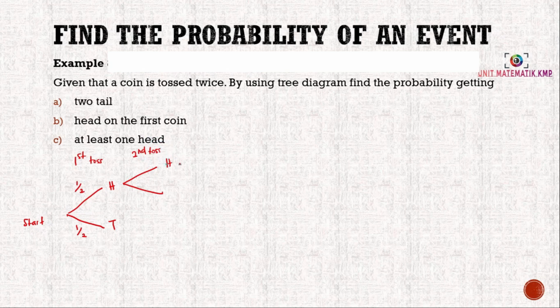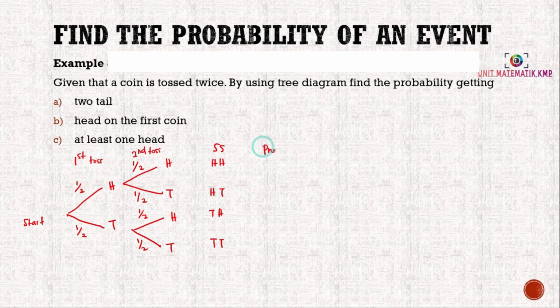we also can get head or tail. So the probability is still the same, 1/2 and 1/2. So if we have tail on the first toss, on the second toss we can have head or tail. So 1/2, 1/2. So the probability we write it on the branch. Okay. And then apa yang kita kena lengkapkan lagi adalah dia punya sample point, which is HH, HT, TH or TT. So this is our result, our outcome.